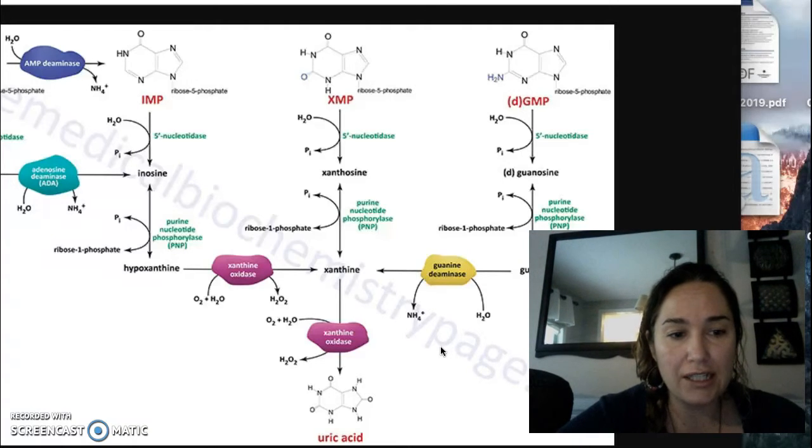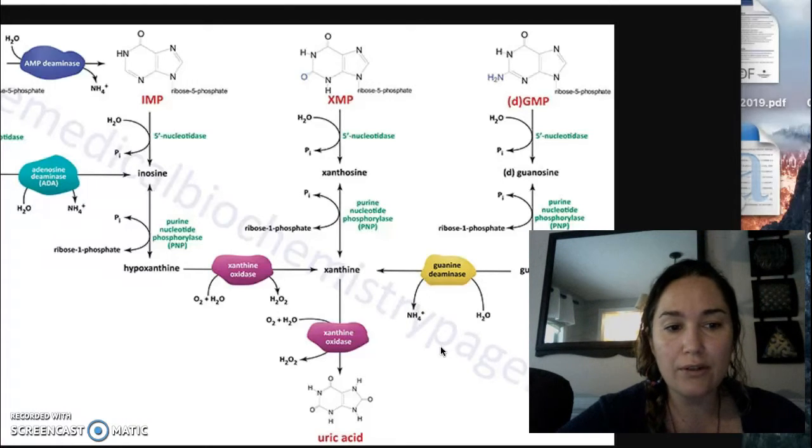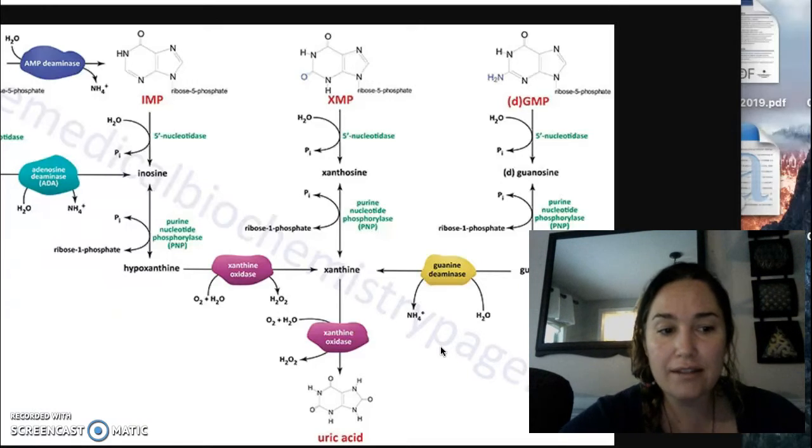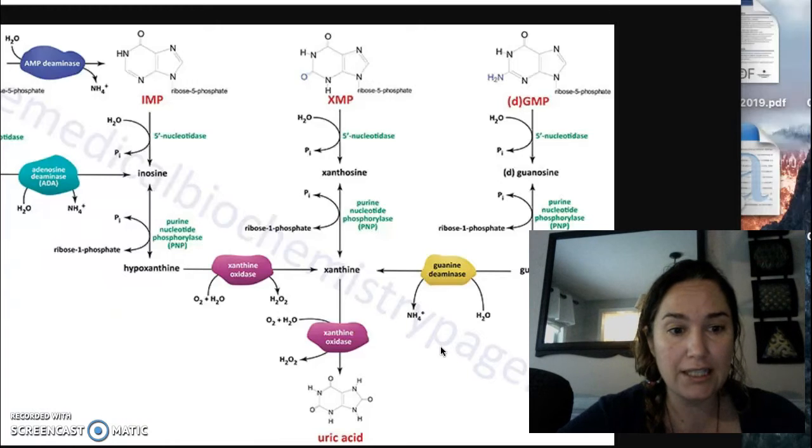Our next option is decreased salvage of purines. This typically would occur with Lesch-Nyhan syndrome. This syndrome occurs with a deficiency in the enzyme hypoxanthine guanine phosphoribosyl transferase, HGPRT. In this scenario, we would observe an increase in uric acid as well as an overproduction of purines. So that's not exactly what we're seeing.